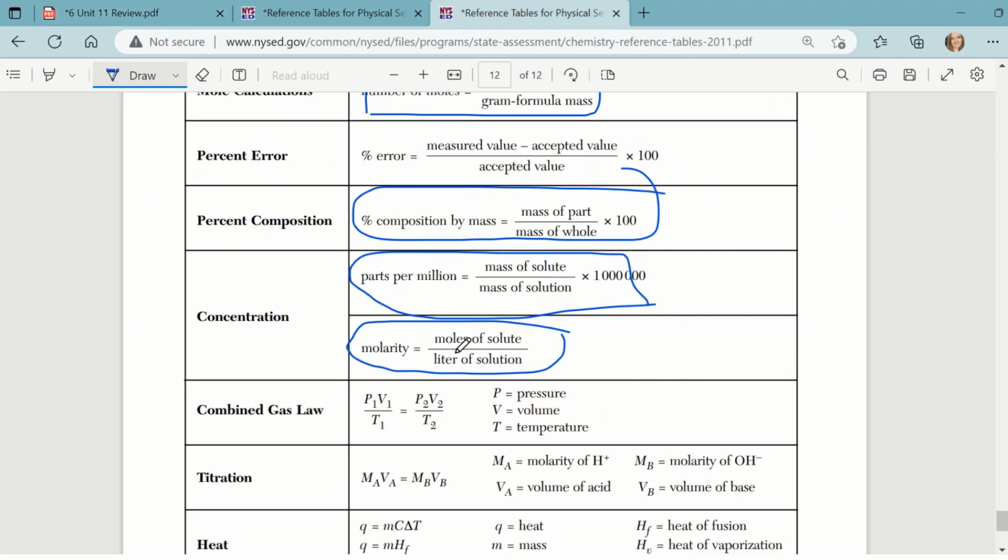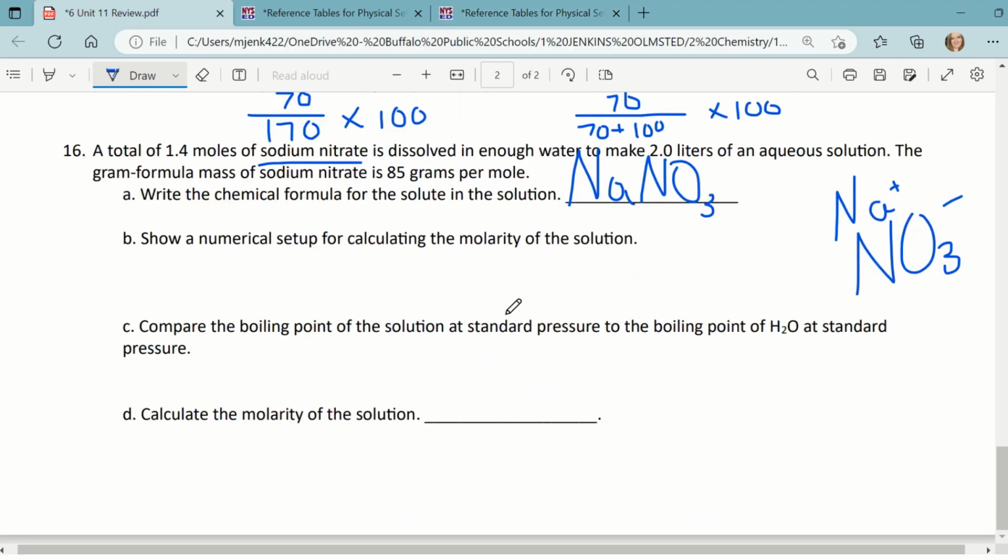So do you remember molarity is moles divided by liters? Do I have moles? Yes, 1.4. Do I have liters? Yes, 2.0. Done. Okay. Next one, I'm going to type this one.